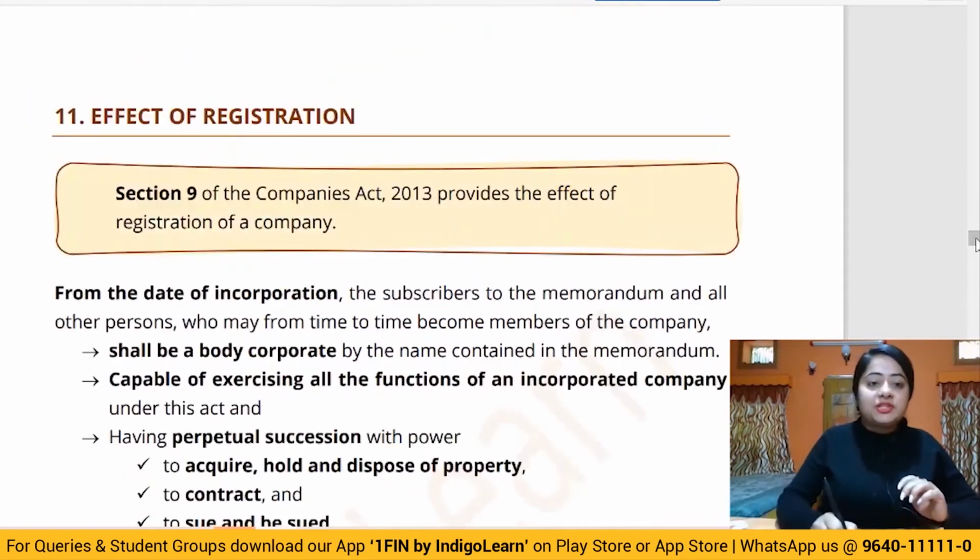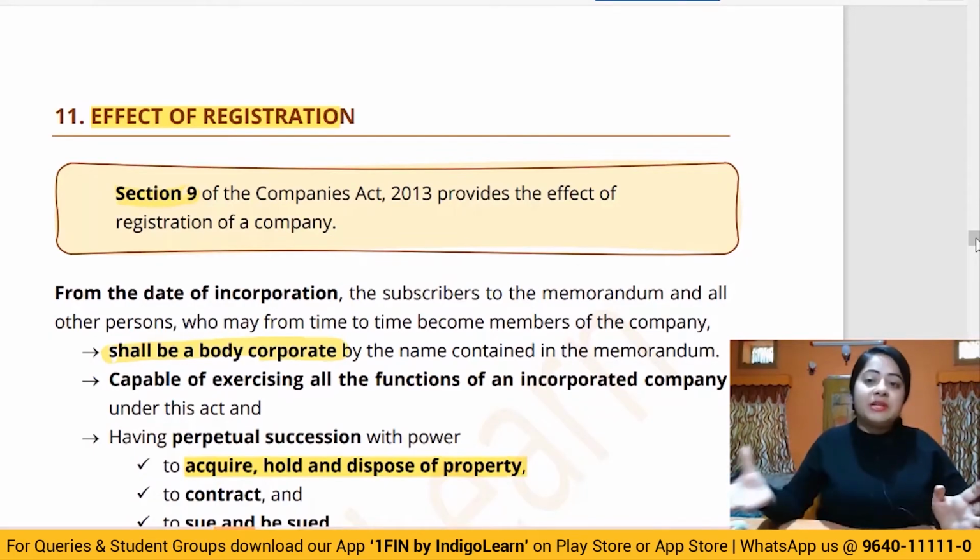The next section we are discussing is section number 9, which talks about effects of registration. Once the company is registered, what is the effect of that registration? After that, the company is considered a body corporate, so it has a separate legal entity of its own. Separate legal entity means that this company can acquire, hold, or dispose of property on its own. In the company's name, the company can purchase property, sell property, enter into contracts, sue others, be sued, etc. All the powers stated in the memorandum and articles can be exercised by this company.